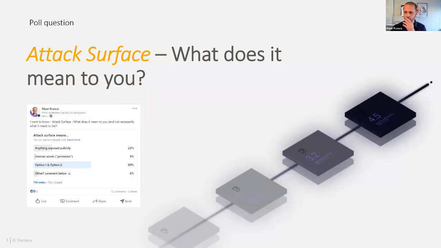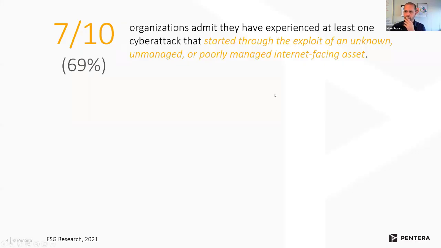Now let's continue. I want to give you this stat. Pivot a little bit to the external attack surface for a second. ESG research just published that 7 out of 10 organizations, almost 70%, admit that they've experienced at least one cyber attack that started through an exploitation of an unmanaged or poorly managed internet-facing asset.